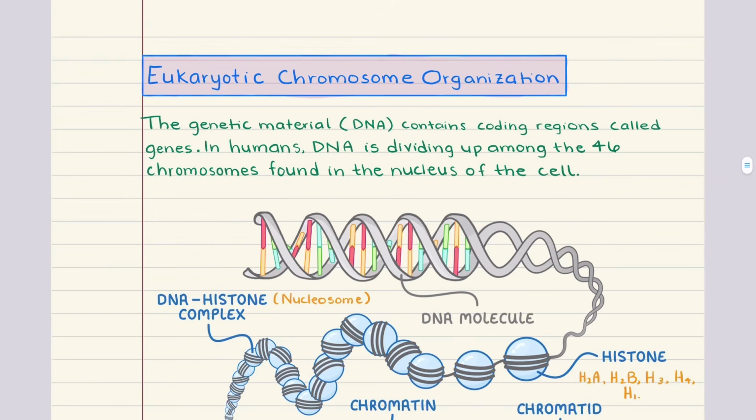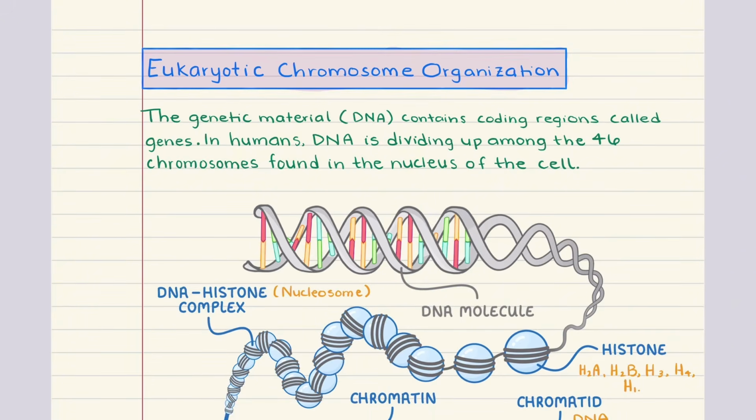Here we're going to talk about how DNA is actually packaged and organized inside eukaryotic cells. Eukaryotic DNA doesn't just float freely in the nucleus. It's actually carefully wrapped, folded, and compacted into structures we call chromosomes. To make sense of this, we have to start with the basics.